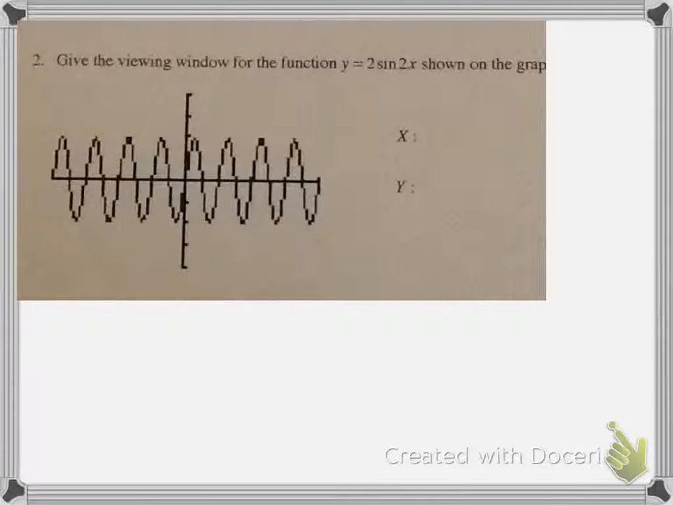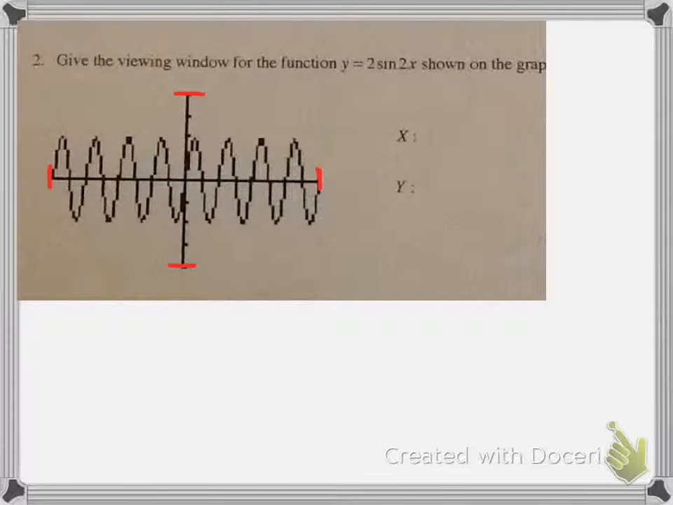Next one asks for the viewing window for the function y equals 2 sine 2x. What I mean by the viewing window is what is the bottom y to the top y value, and what is the furthest left x value and the furthest right x value. So what is the picture of the graph that we're looking at?